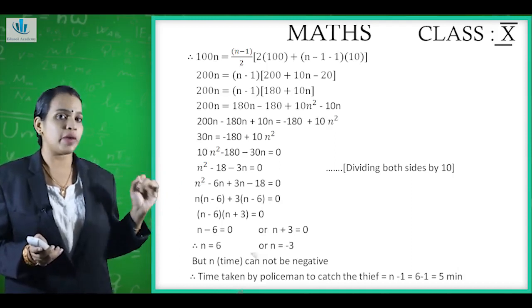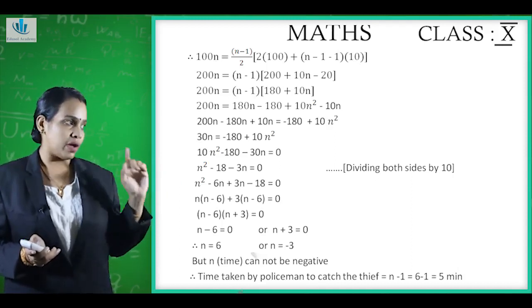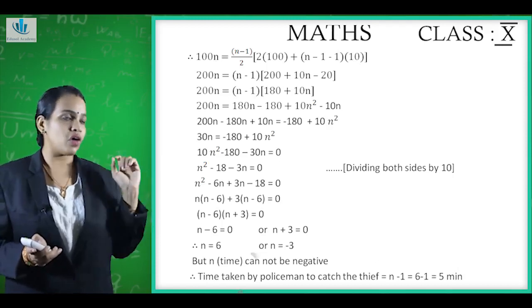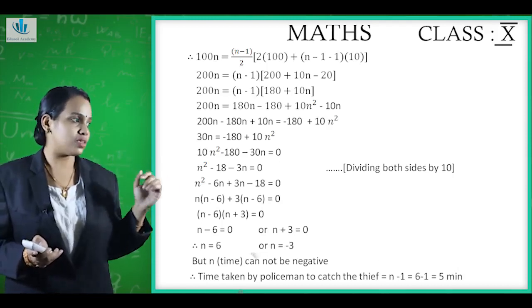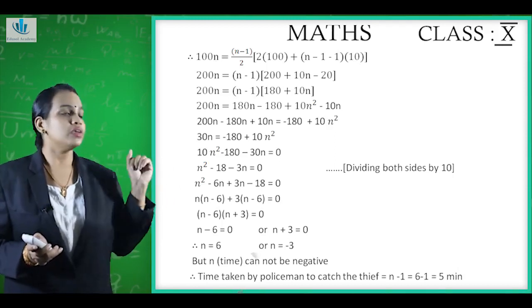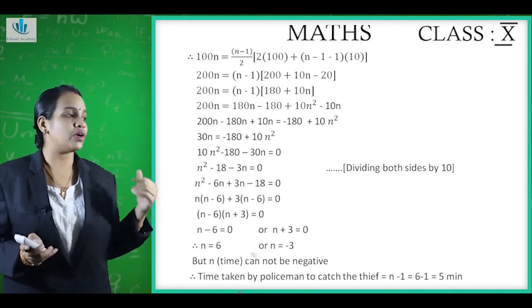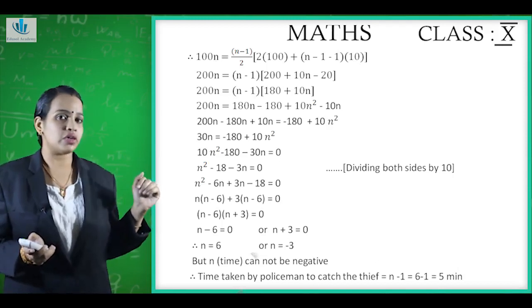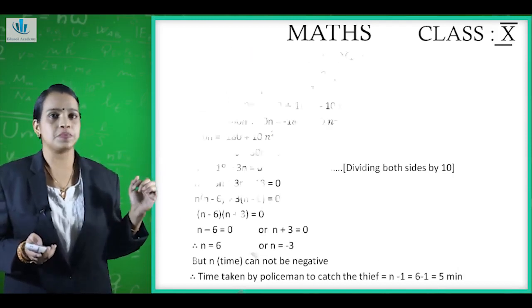Therefore, the time taken by the policeman to catch the thief is 6 minus 1, that is n minus 1. N value we have got 6. Minus 3 we can't take, it is a negative number. The time cannot be in negative form. So, 6 minus 1 is equal to 5 minutes. So, the total time taken is 5 minutes.